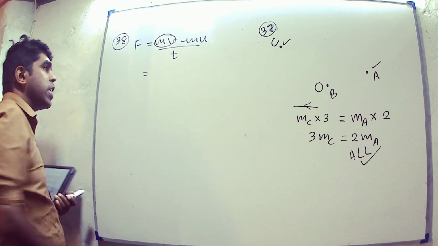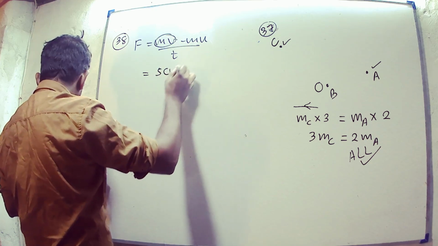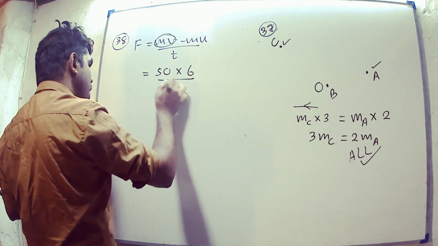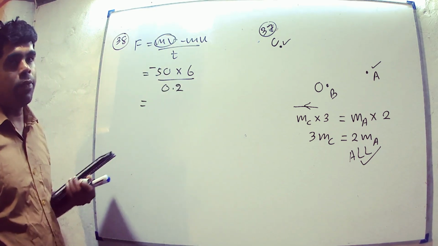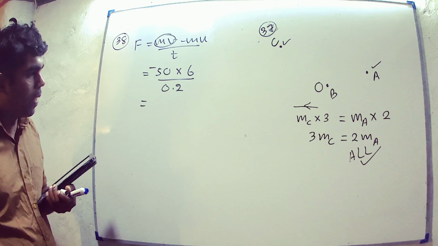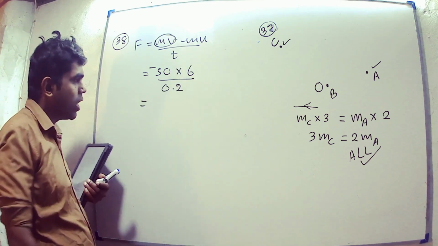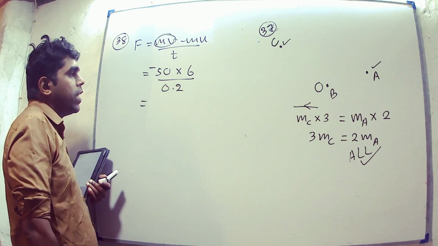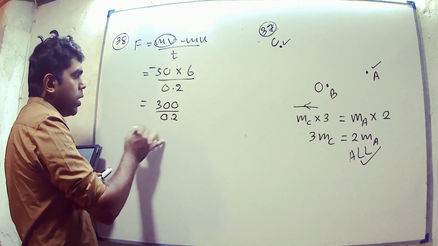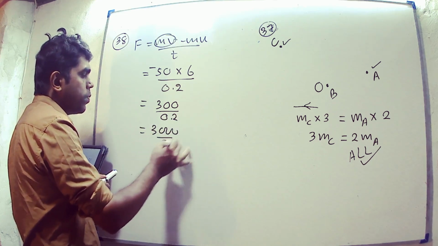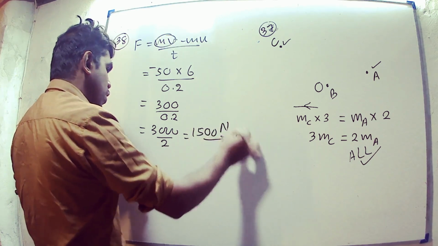mv0, final velocity is 0. Mass of player 50, initial velocity 6, we have to divide by 0.2. It is a minus value. Minus means force exerted by player in upward direction. Velocity is in downward direction, initial velocity. Then we can simplify it. 5 into 6, 30. 300 divided by 0.2. 3000 divided by 2. 1500 Newton. Answer is P for the question number 38.